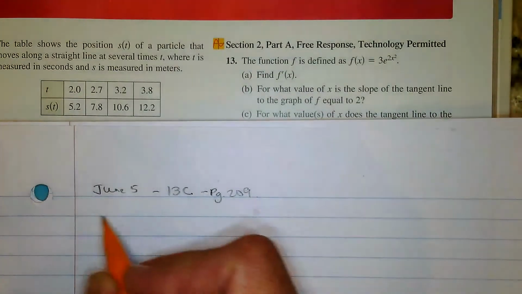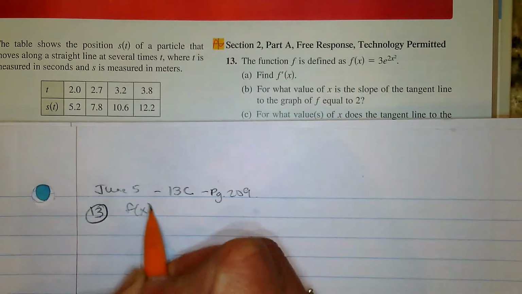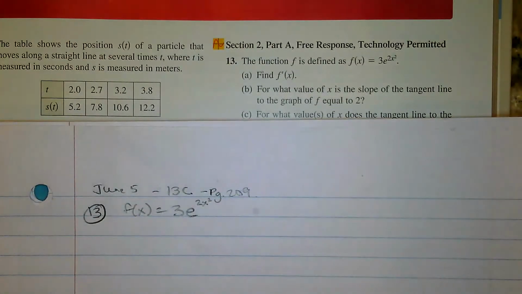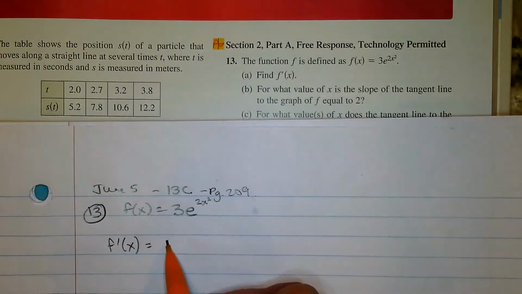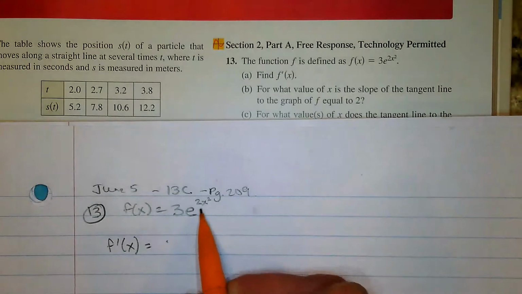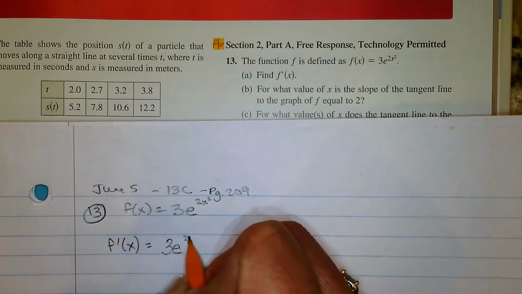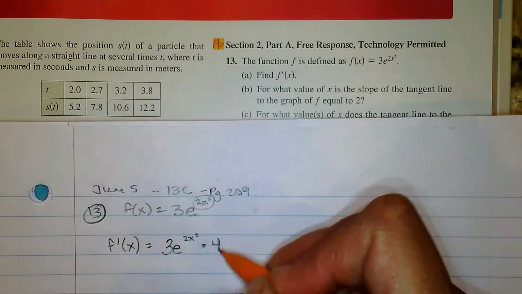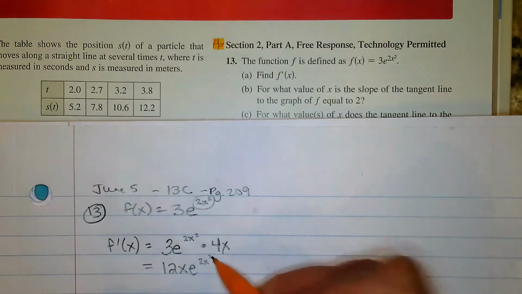So on 13, we have a function f defined as f of x equals 3e to the 2x squared. Find the derivative. So f prime of x: the derivative of e to the x is e to the x. So e to the whatever is e to the whatever times the derivative of what's inside because of the chain rule. And the derivative of what's inside is 4x. So we end up with 12x e to the 2x squared.